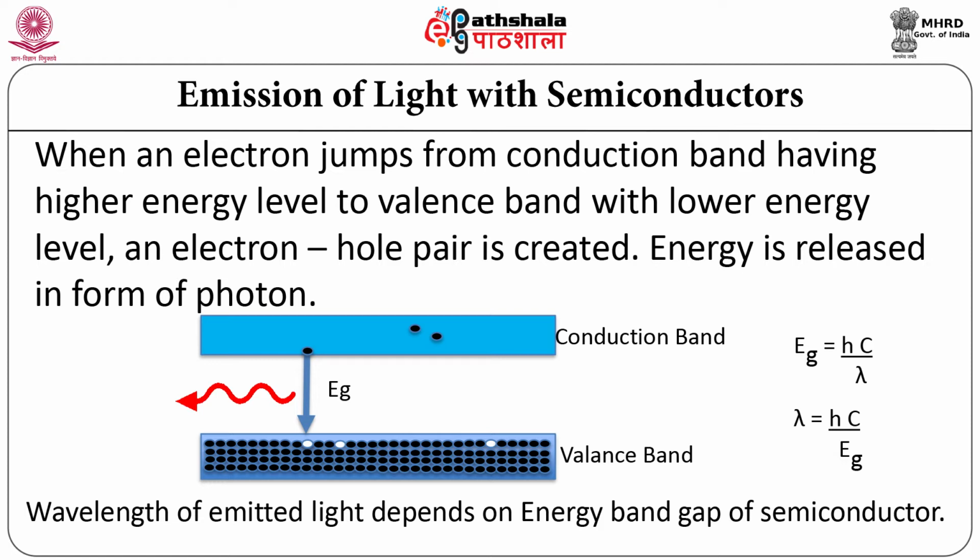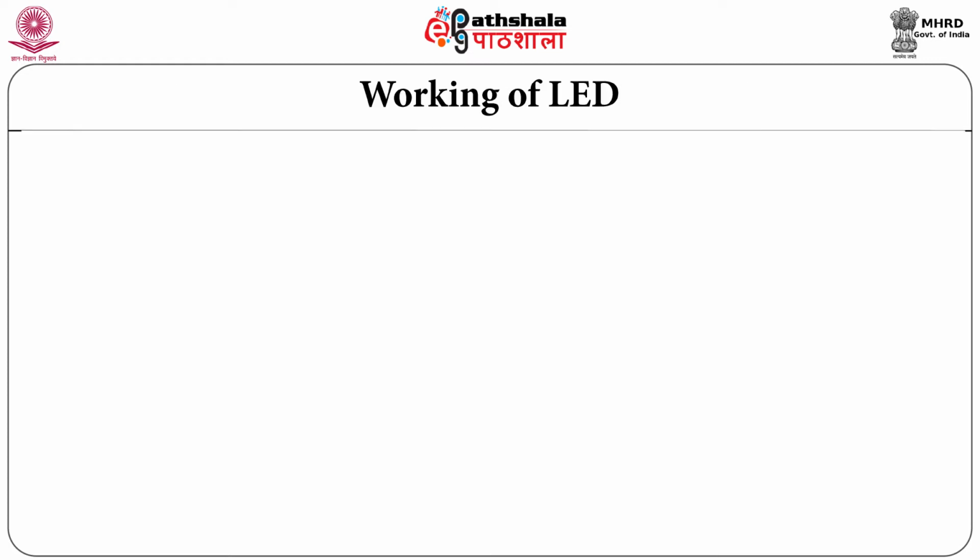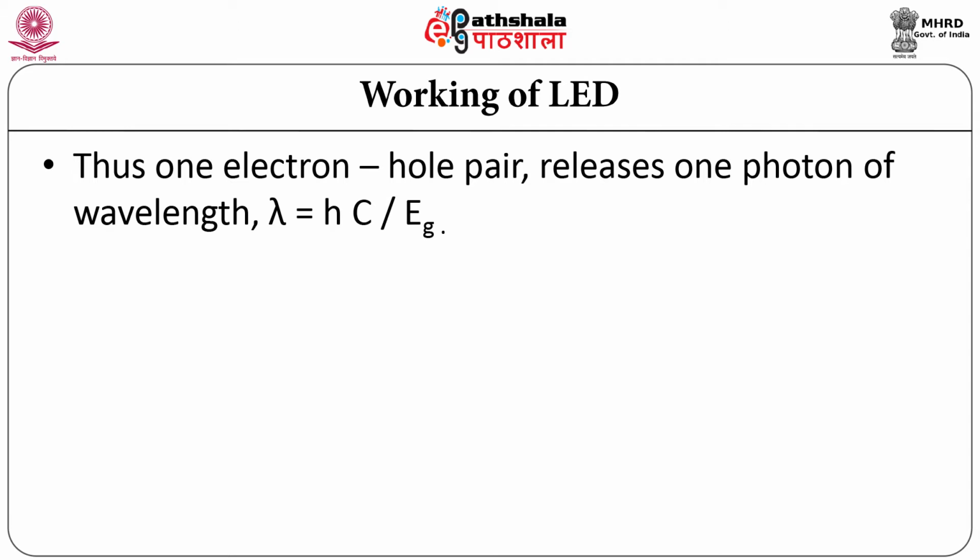The wavelength of emitted light depends on the forbidden band energy of the semiconductor. The relation is given by Eg is equal to hc upon lambda. That means lambda, or the wavelength of light emitted, is equal to hc upon Eg, where h is Planck's constant and c is the velocity of light. Thus, one electron-hole pair releases one photon of wavelength lambda equal to hc upon Eg.